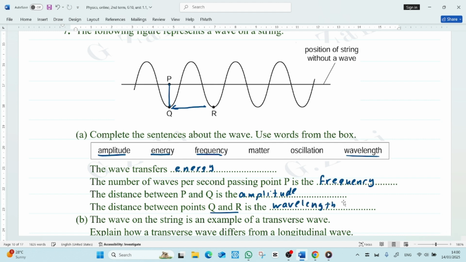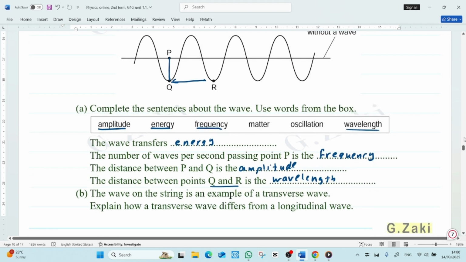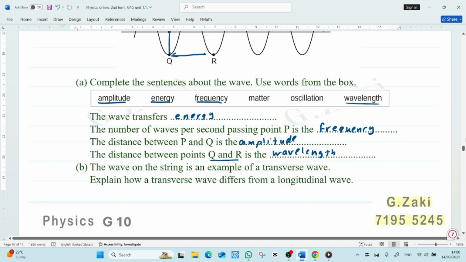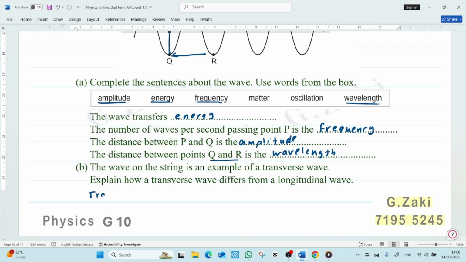Now, the wave on the string is an example of a transverse wave. Explain how a transverse wave differs from a longitudinal wave. A transverse wave vibrates perpendicular to the energy transfer. So, a transverse wave vibrates perpendicular, at a right angle, to the wave energy or the energy transfer.